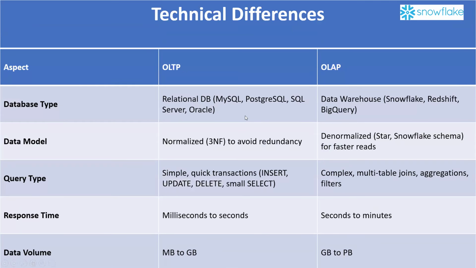So the OLTP system is related to your relational database. OLAP is related to a data warehouse. The normalization form in OLTP is 3NF. Here in OLAP, the data is stored in denormalized form. It is related to star and Snowflake schema. We will talk later in depth about what star and Snowflake schema are.